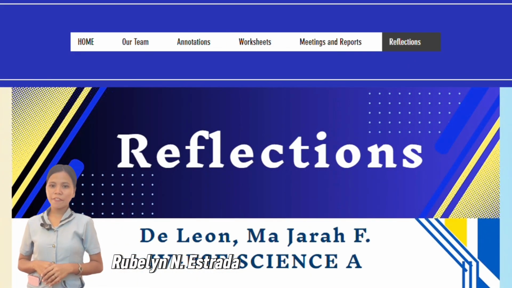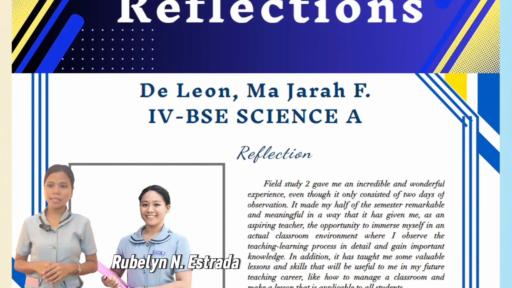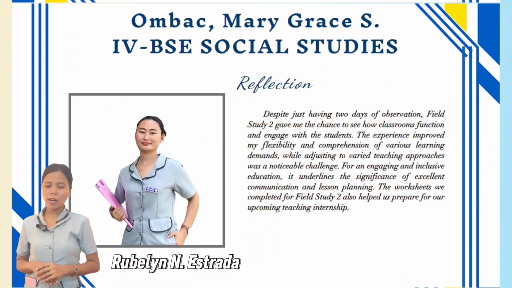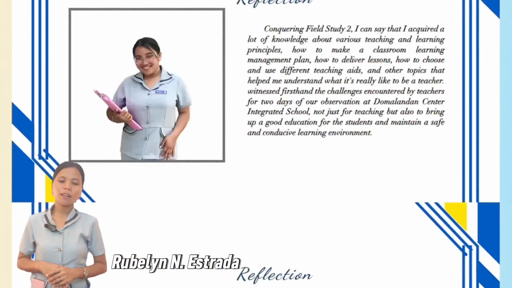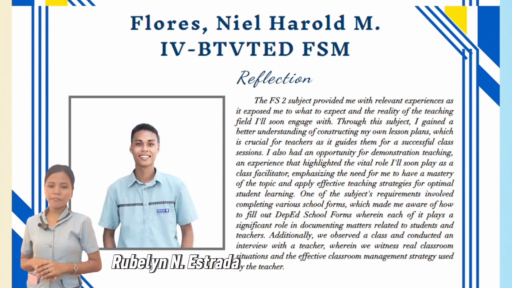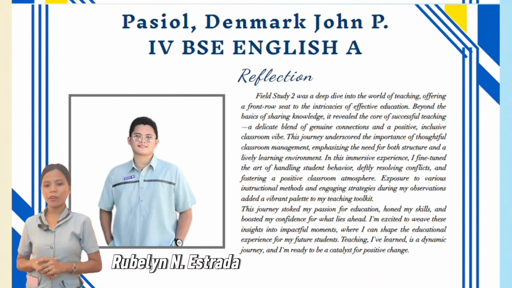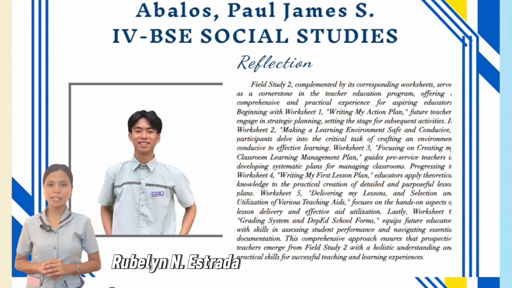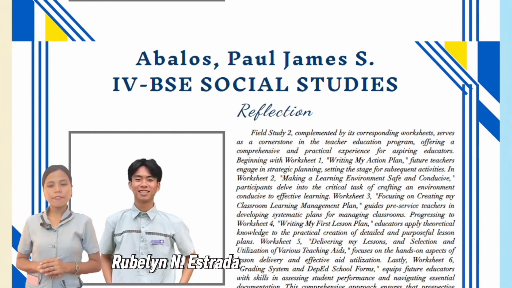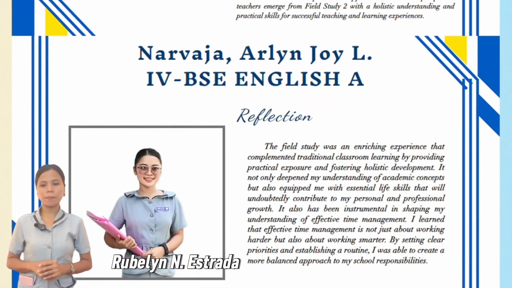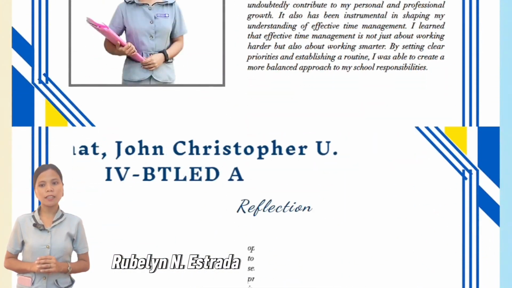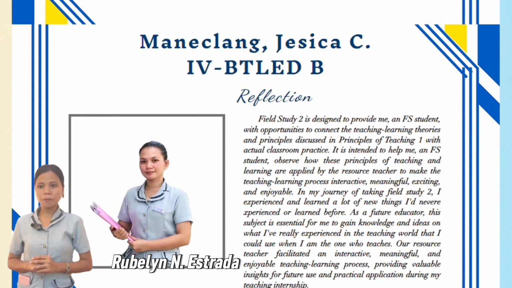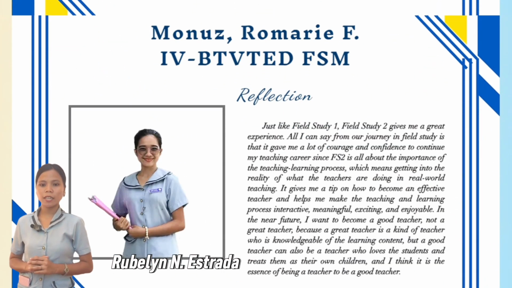In this section, which is the reflection, we all shared our valuable experiences individually. In worksheet 1, writing an action plan will enrich our knowledge on how to do action research. In worksheet 2, making a learning environment safe and conducive is important because we will learn the different ways and strategies to maximize the involvement of learners in the different classroom activities. In worksheet 3, we focused on creating my classroom learning management plan. It focuses on creating a classroom routine that will make teachers and students more productive. In worksheet 4, writing my first lesson plan, the teacher compendium shows what students need to learn and how to do it, and it affects class time.